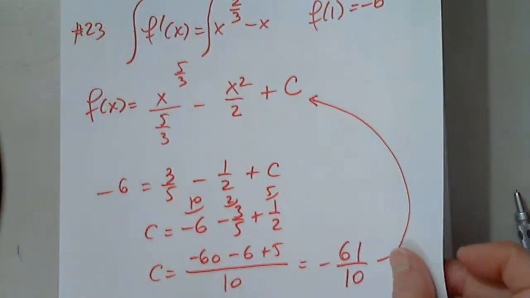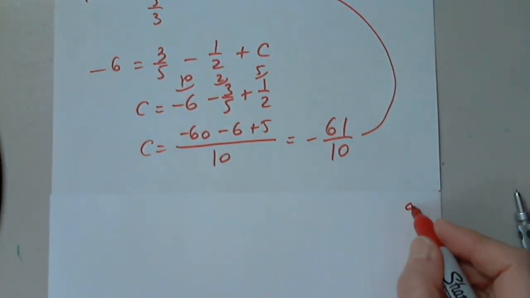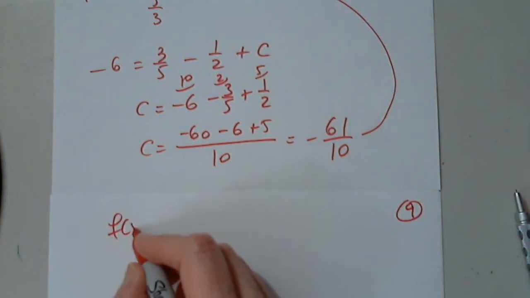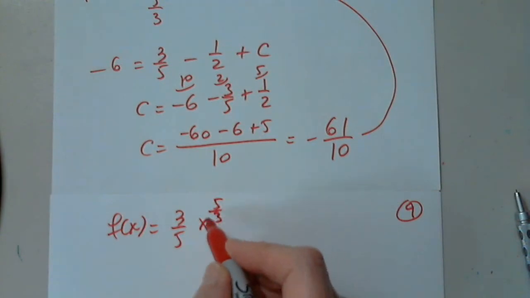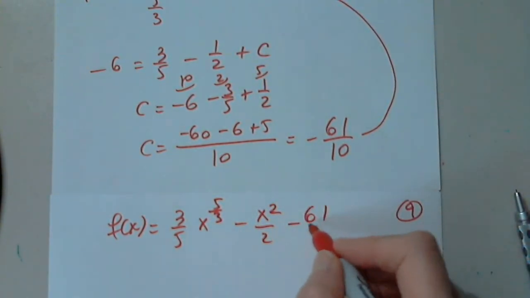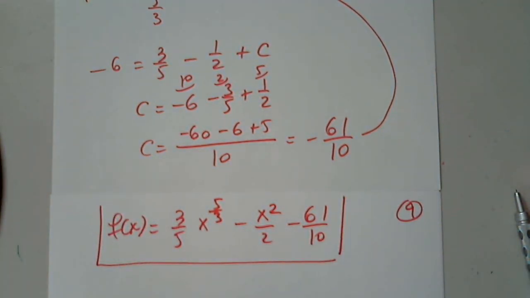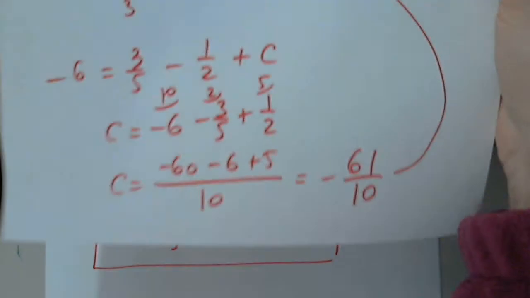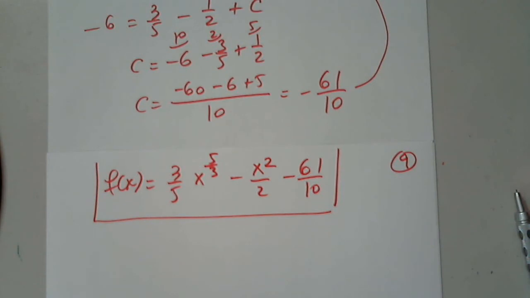All I have to do is go back and plug it in. So the final function f of x is 3/5 x to 5/3 minus x squared over 2 minus 61 over 10. And this is the only solution that satisfies this condition. There is no other.